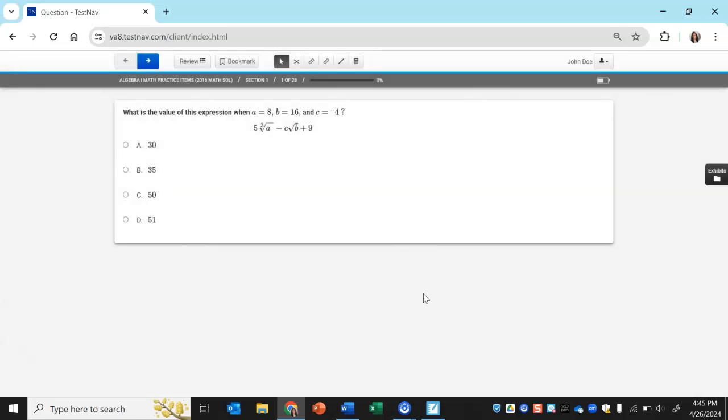Right, so the first question says, what is the value? So it's asking me to find what this value is when I plug in all of these numbers into my variables. I'm going to go ahead and put this in Desmos, and to find Desmos, it's right here. You don't need another tab open.